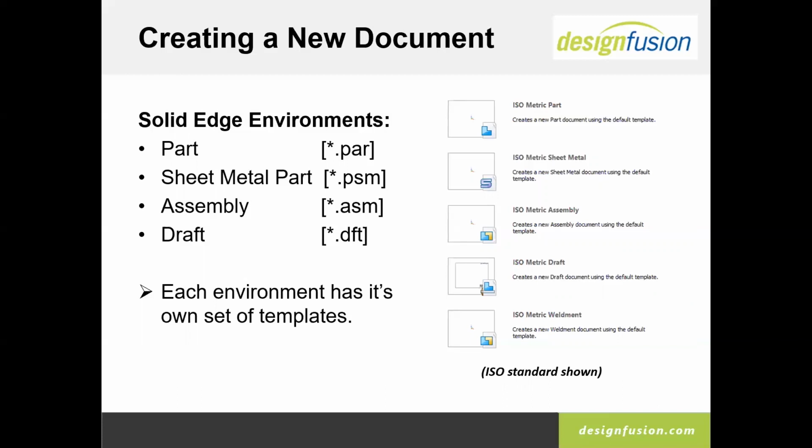Now, each environment has its own set of templates. So again, I'm showing the ISO standard here, or metric. If I wanted to start an ISO part, I would select this template. These templates can be customized to your needs, and you can switch back and forth between different standards. So if I want to do Imperial for south of the border, I can use the ANSI standard. If I'm doing metric, I can use the ISO standard, as well as we have a few others. Plus, you can create your own custom standard as well.